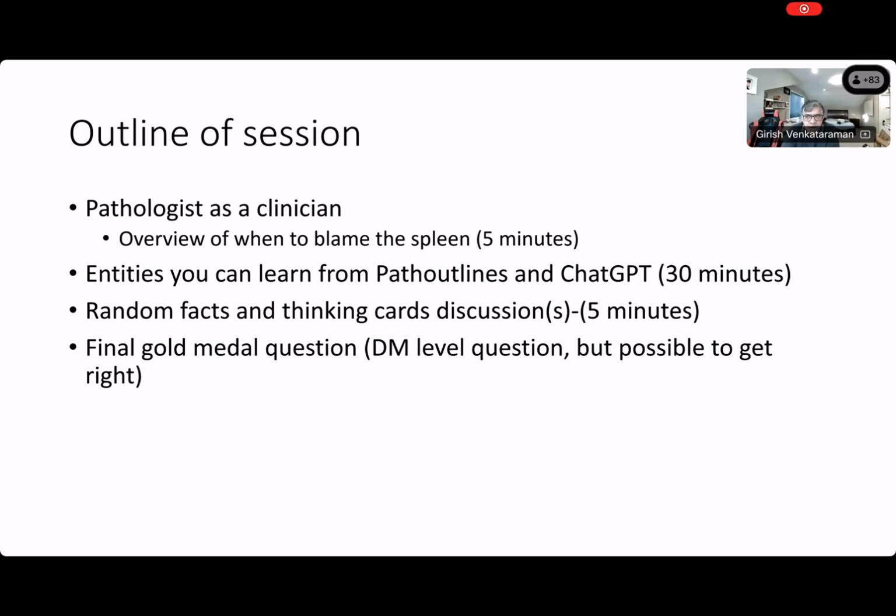And then I'll discuss 30 minutes or so of random entities that are typically seen in the spleen, splenic tumors, and different entities, stuff that you can learn from pathology resources and ChatGPT. You plug it in, you'll find the answer. You don't need to remember any of those 30 minutes from this presentation. And then towards the end, I like to deviate from my topic. I have a bit of ADHD, so I go off topic and I'll randomly ask other things.